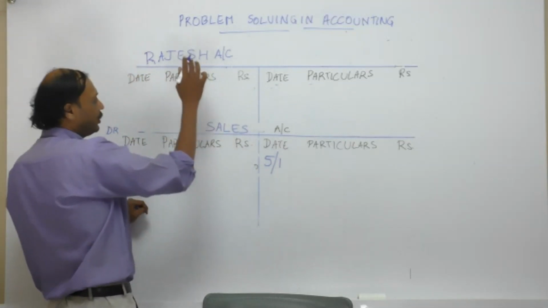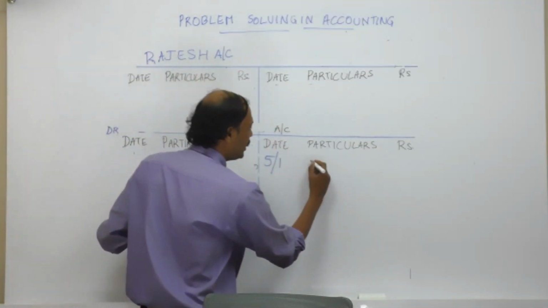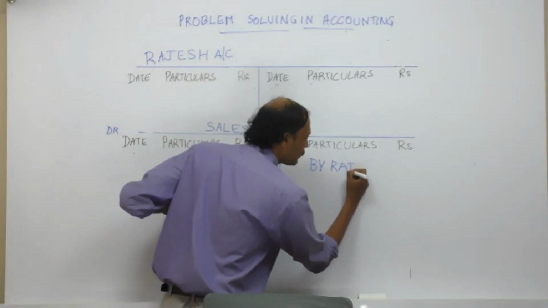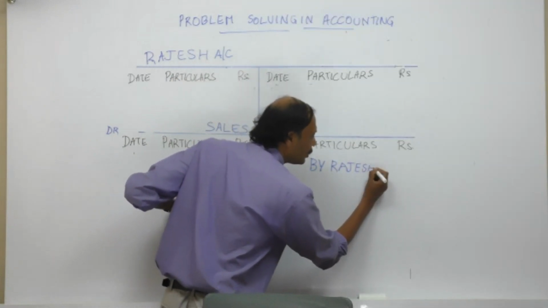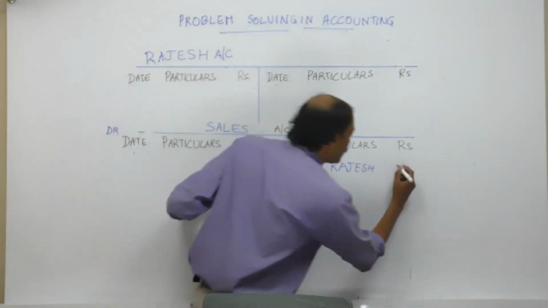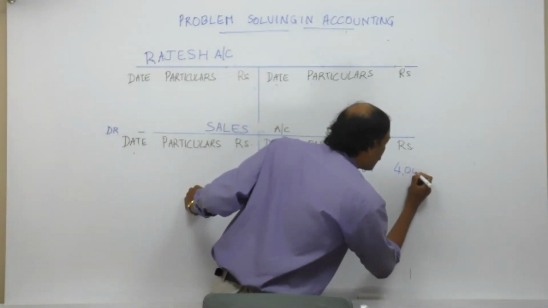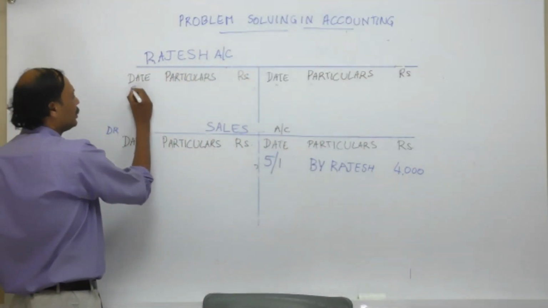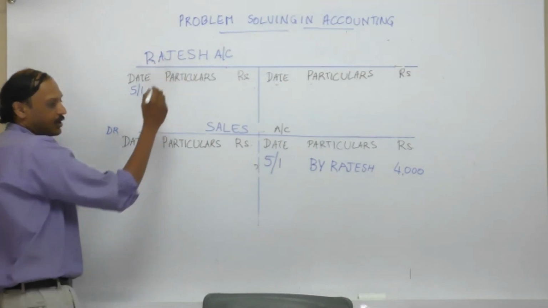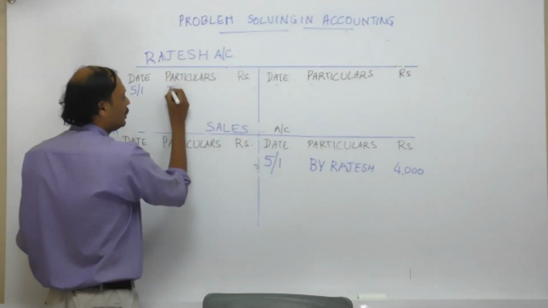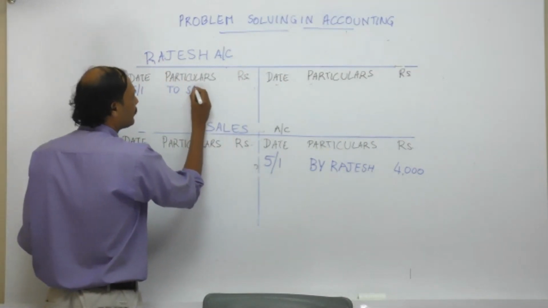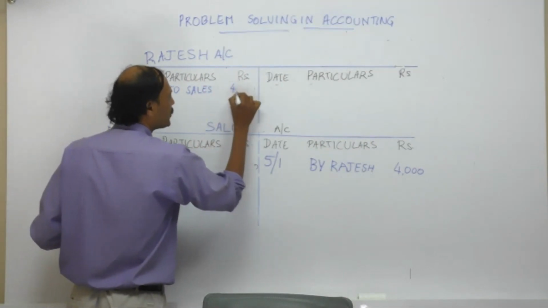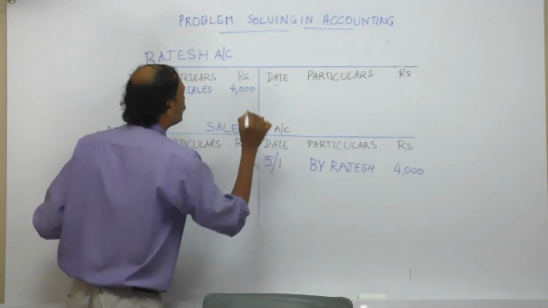Rajesh account debit to sales. So here you write "by Rajesh". Amount is 4,000. And in the Rajesh account, on the same date, you debit the Rajesh account with "to sales". The amount will be the same, which is 4,000.